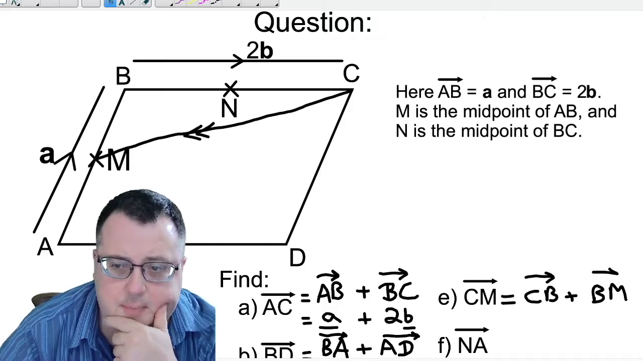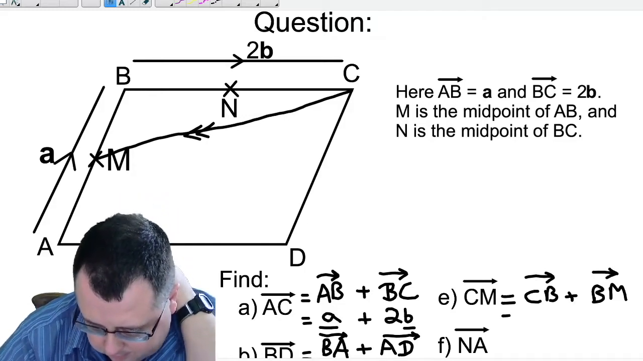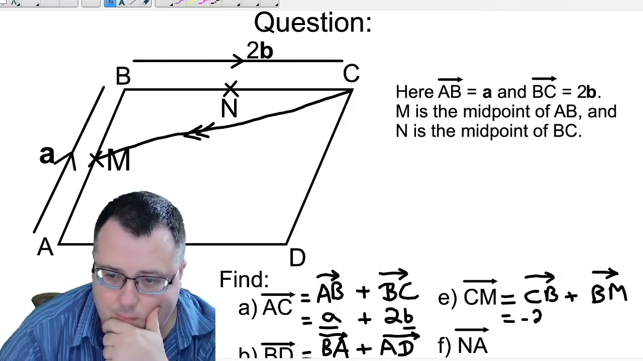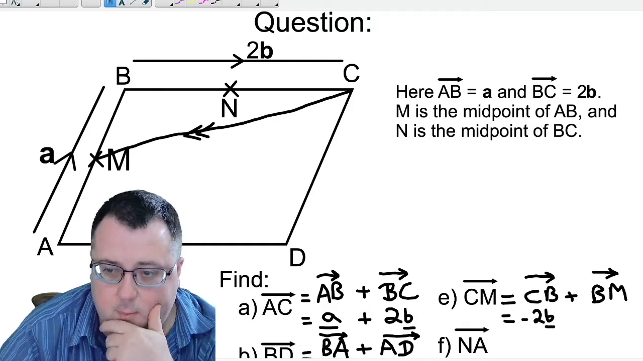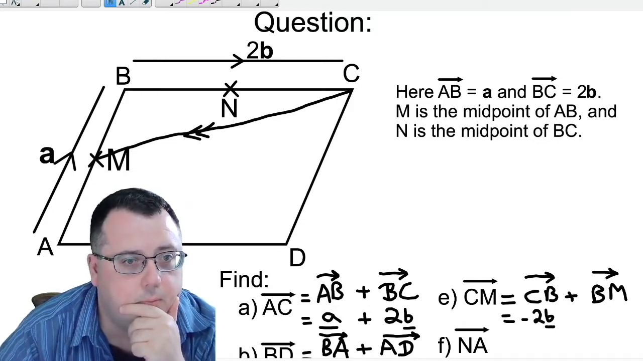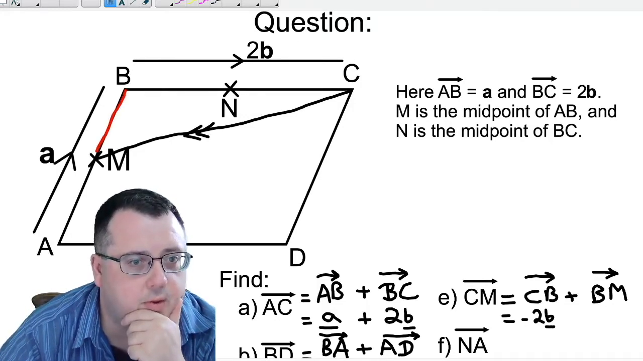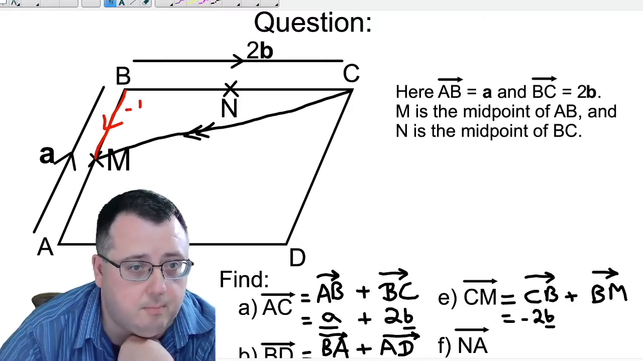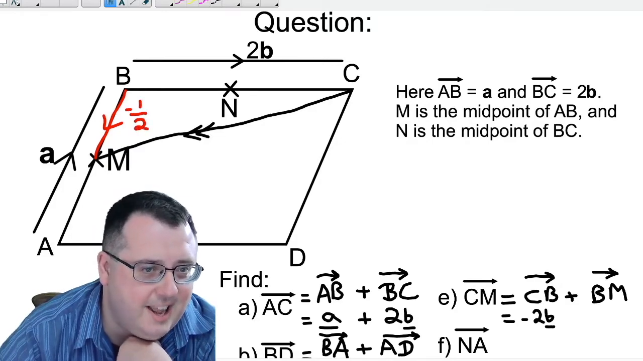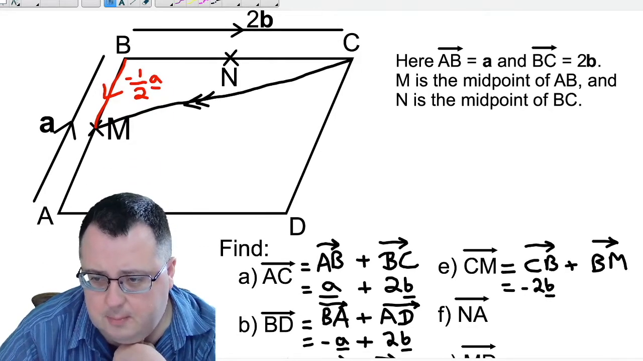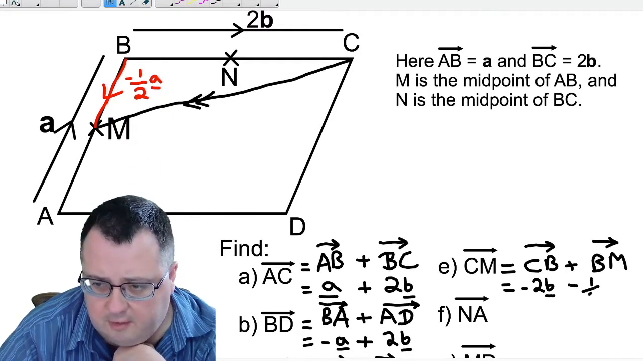What's C to B? Minus 2b. And what's BM? Pardon? What's BM? Minus a half a. Good. I think you're starting to get this now. Yeah. Minus 2b minus 1/2 of a.